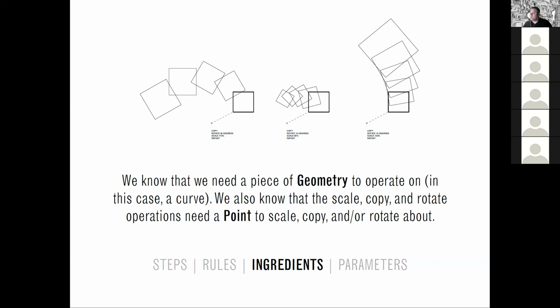Okay. Ingredients, right? So in this case, we know we need a piece of geometry to operate on. So in this case, it's a polygon, right? To make a line, what are the ingredients? Oftentimes we need, well, let's say a start point and end point, and then we connect them up. The shortest distance is a line, right?